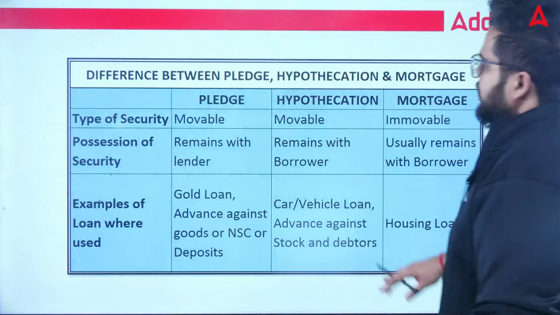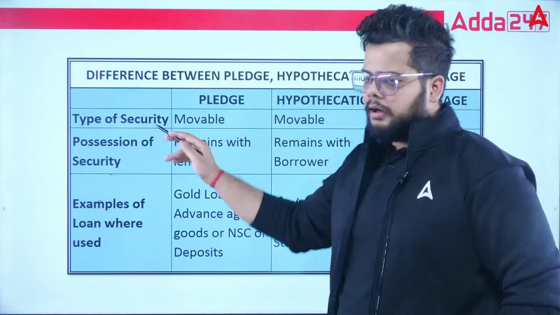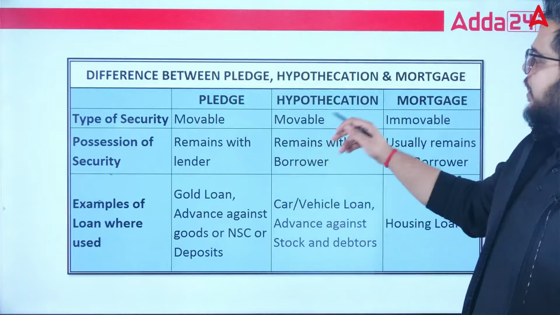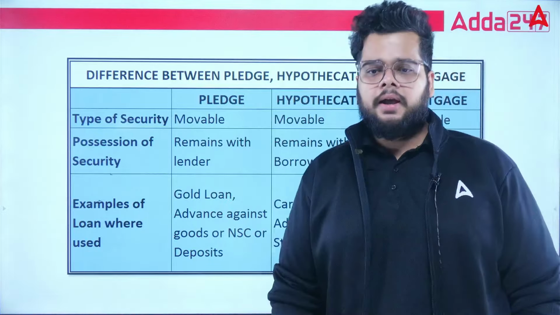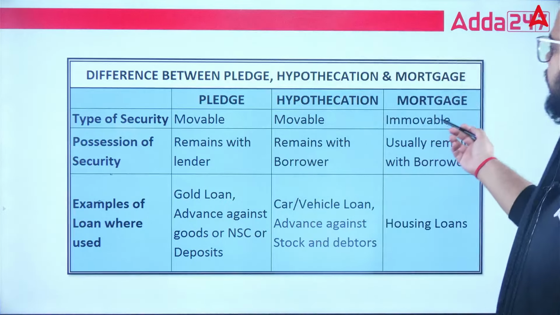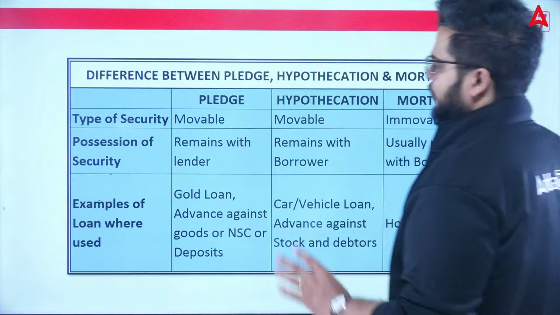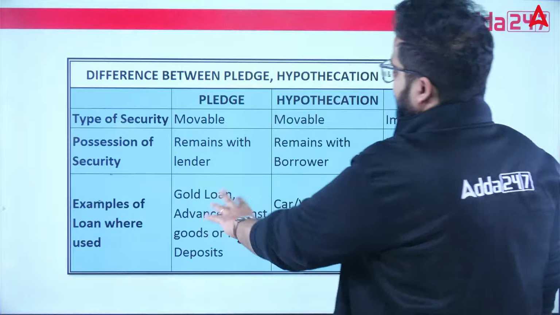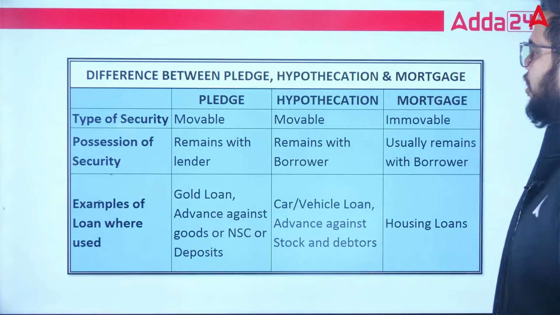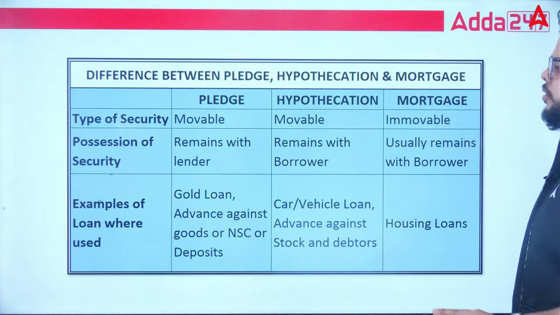Then we have the basic difference between pledge, hypothecation and mortgage. Type of security: pledge is movable, hypothecation is also movable, and for immovable type of security, which arrangement do you have here? The mortgage. How should you remember? See, again, via examples things become more clear. So for pledge, always remember the example of gold loan. For hypothecation, you will have car or vehicle loan. Mortgage will be the housing loan.